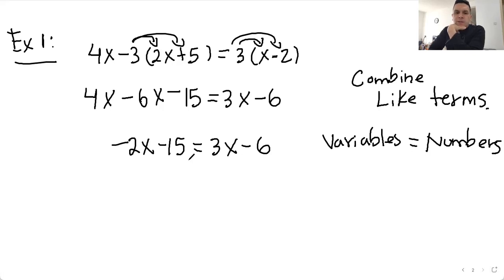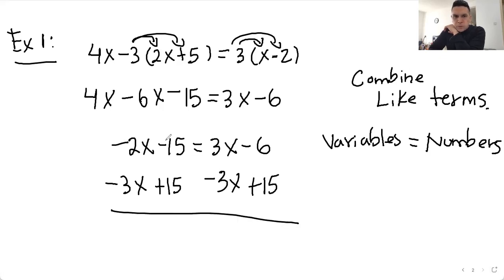All right, so I'm going to subtract 3x from both sides. And I'm going to take this 15 and send it to the other side, so I'm going to add 15. So this becomes negative 5x. This becomes 0, and there's no need to write this 0, so we can just write the equal sign. Then we have negative 6 and positive 15, so that's going to be positive 9.